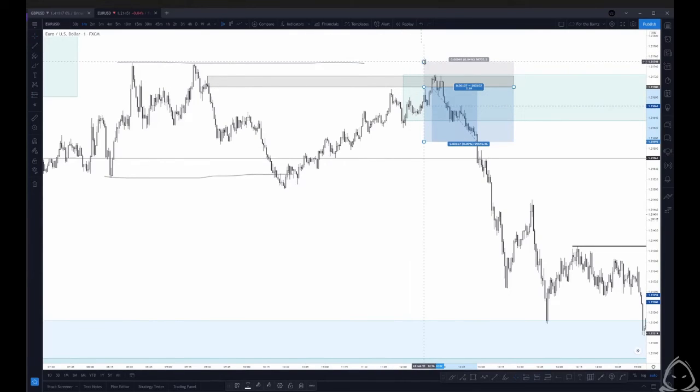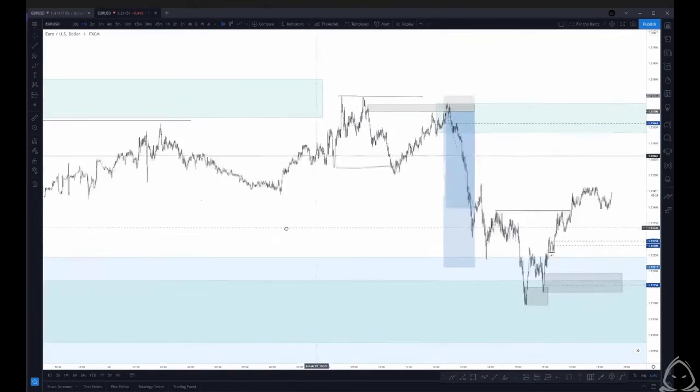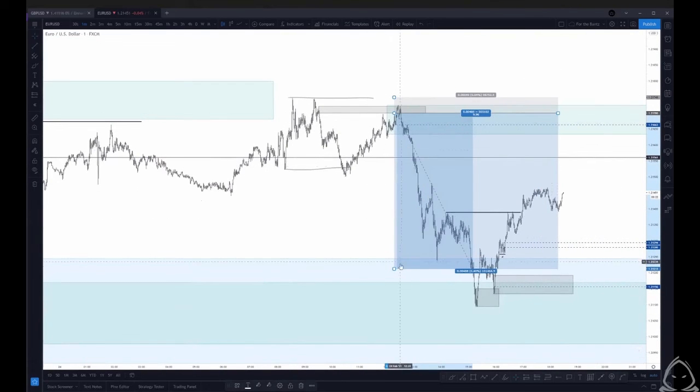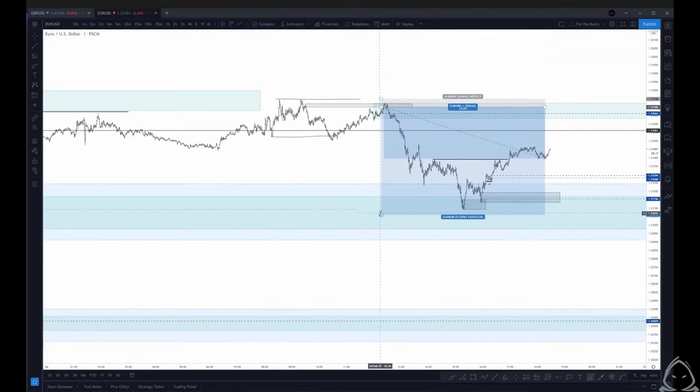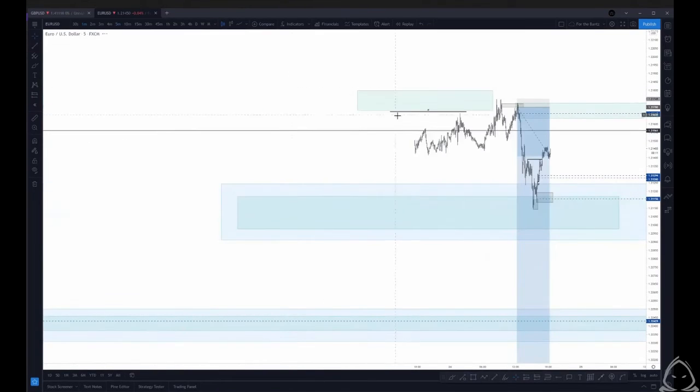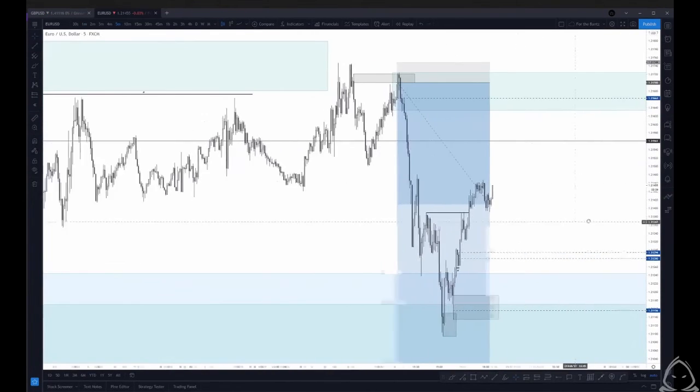Even a 5 pip stop loss is not out of the question. And then looking to target either this order block, this initial one that we've tapped into, with a larger target of being either this order block or even the lower one. And that's how I would have framed up this trade.